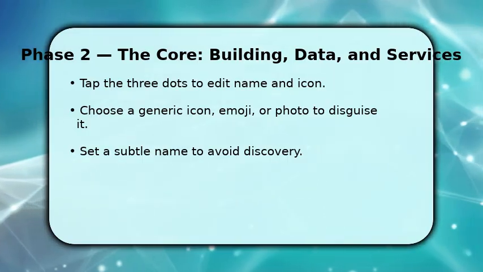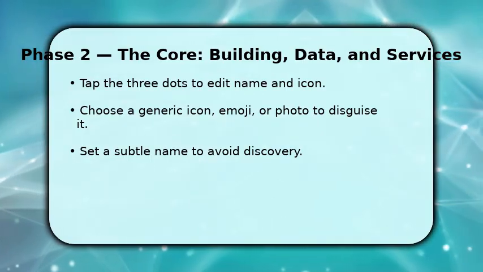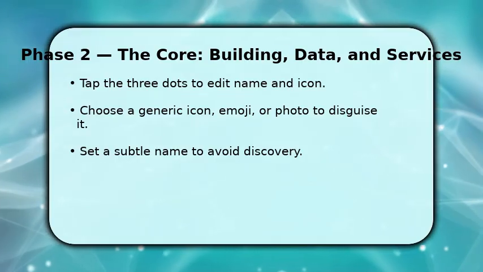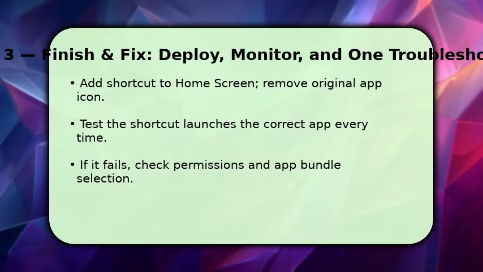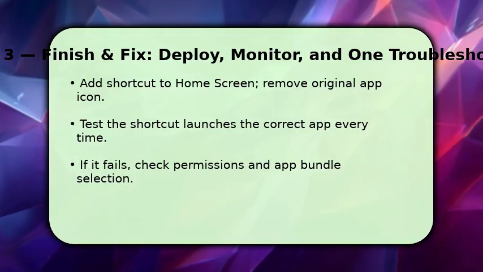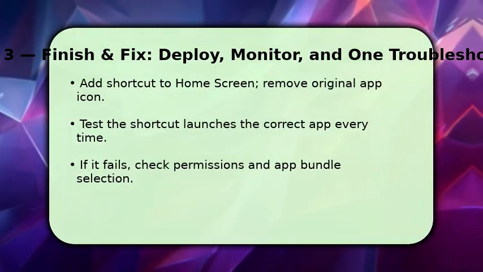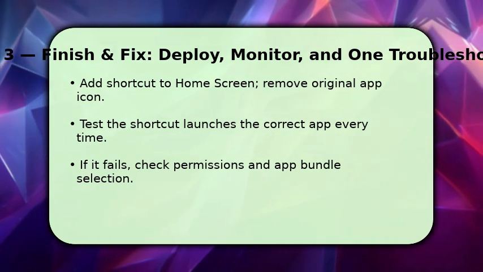Make sure to set Add to Home Screen here. That creates a separate icon that launches your shortcut instead of the original app. This step masks the app while keeping full functionality. Finish by adding the newly customized shortcut to your home screen, and then remove the original app icon using the standard hide/remove options. This preserves the app while hiding its original entry.